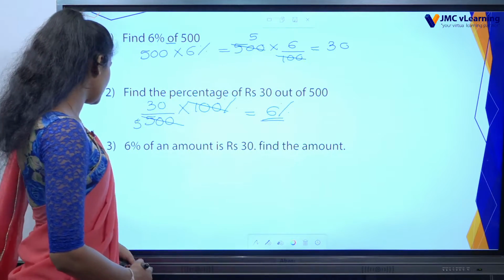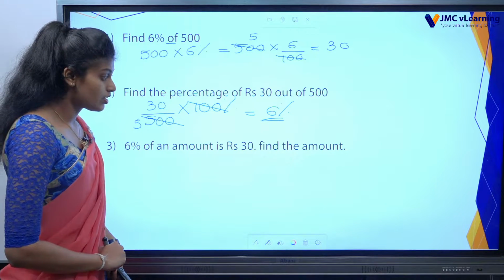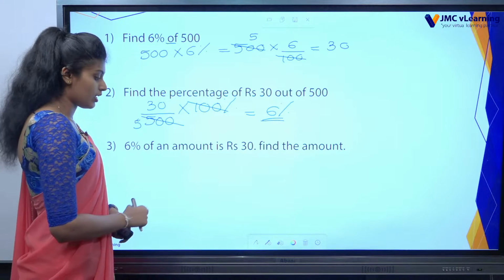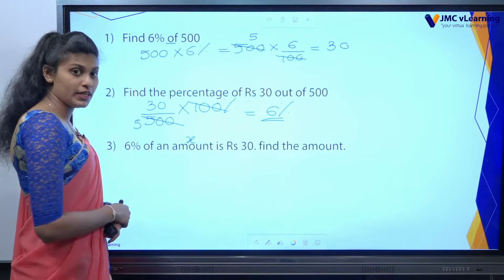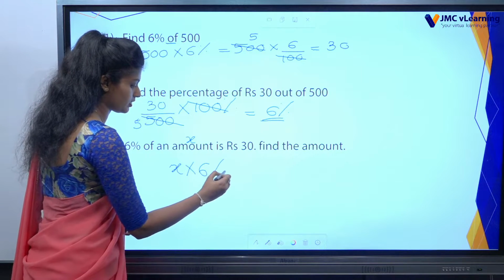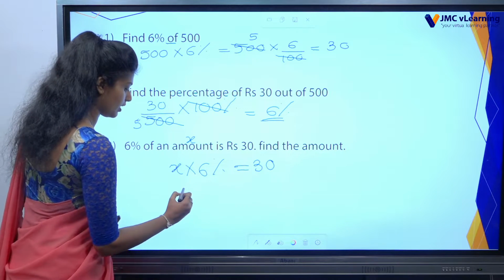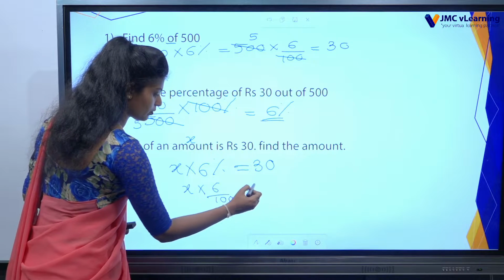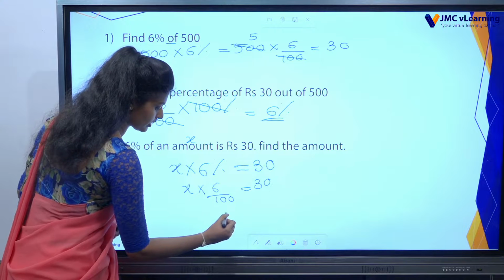The next example is: 6% of an amount is 30. Find the amount. Then 6% of an amount. Let's take the amount as x. Here "of" means multiplication, then amount of 6% is equal to 30 rupees. That means x into 6 over 100 is equal to 30. Let's take x as the subject.